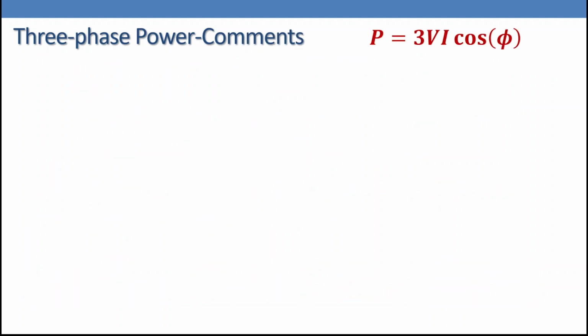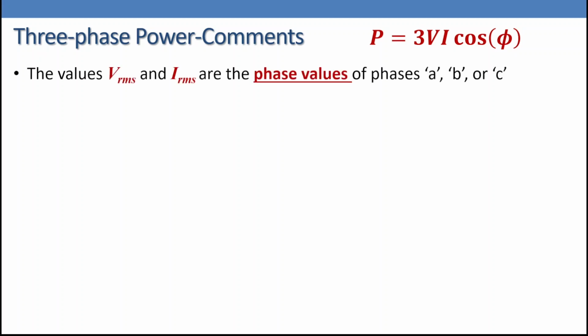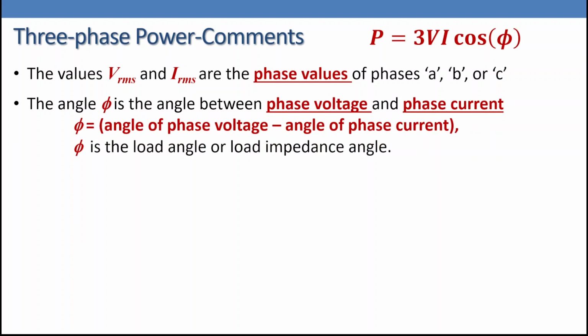Let us take some hints and some comments about the three-phase power. P equals 3 V I cosine phi. Comment number 1: the values V and I are RMS values and phase values of phases A, B, or C. Comment number 2: the angle phi is the angle between phase voltage and phase current. So that one will be delta minus theta, which equals phi. In this case, phi is the load angle or impedance angle if we are on the load side, or the angle between phase voltage and phase current if we are on the source side.